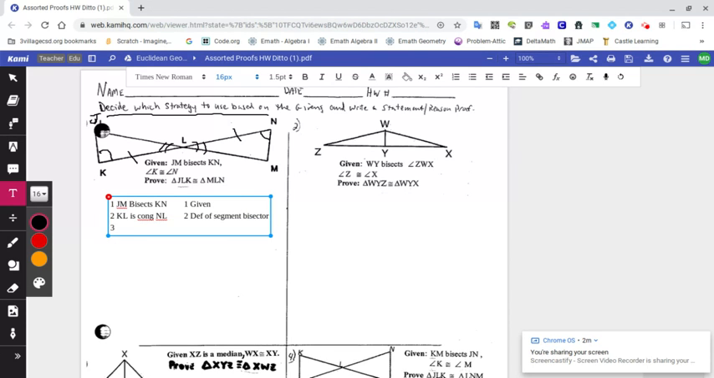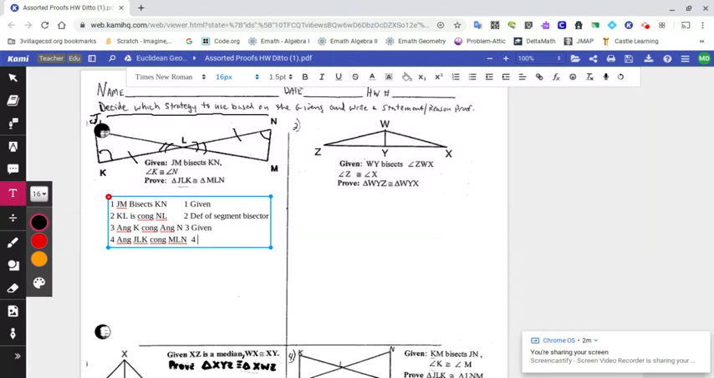Three, angle K is congruent to angle N. That's given. Four, I can say angle, now I have to use three letters here because there's more than one angle there. Angle JLK, and you could have called it KLJ if you wanted to. Angle JLK is congruent to angle MLN.